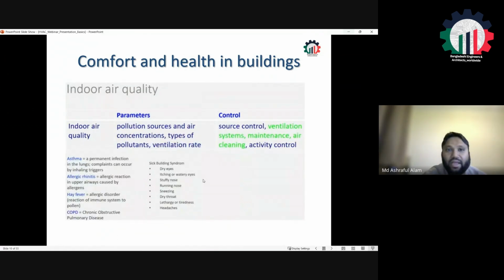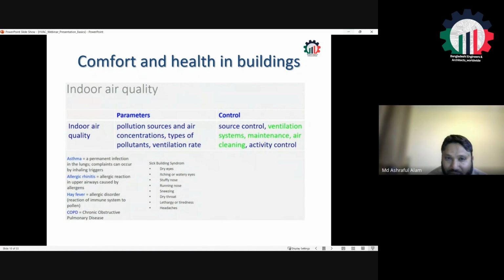And the indoor air quality. This is very important for the HVAC. We can see there are a few diseases like asthma, allergic rhinitis, hay fever, COPD. We may be affected by all these diseases if we don't have proper indoor environmental quality.